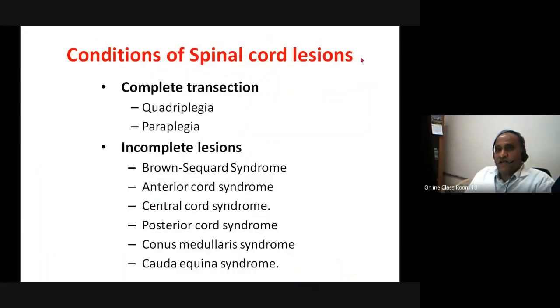What I am doing today is to consider the various conditions or syndromes associated after spinal cord lesions or involvement. There are two aspects in this. One, what are the conditions with a complete transection of the spinal cord? And what are the conditions with the incomplete lesions or incomplete sectioning of the spinal cord?